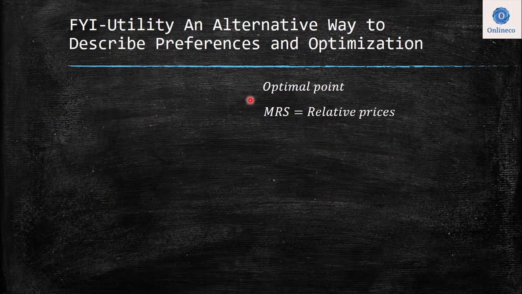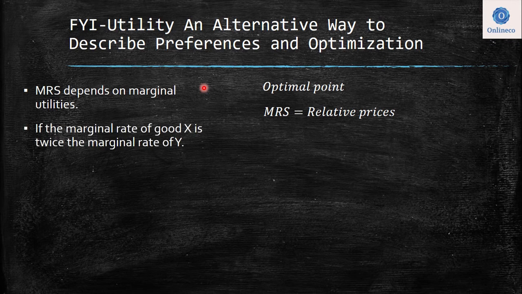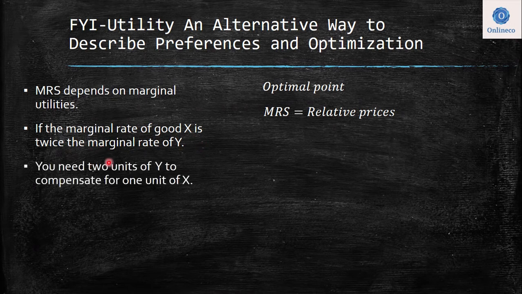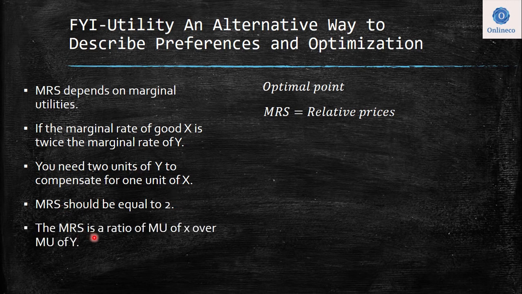Then the optimal point is when the marginal rate of substitution is exactly equal to the relative prices. And obviously the marginal rate of substitution depends on marginal utilities. If the marginal utility of good X is twice the marginal utility of Y, it means that you need 2 units of Y to compensate for 1 unit of X. So then the marginal rate of substitution should be equal to 2. Then the marginal rate of substitution is basically the ratio of the marginal utility of X over the marginal utility of Y. So then we have this one.